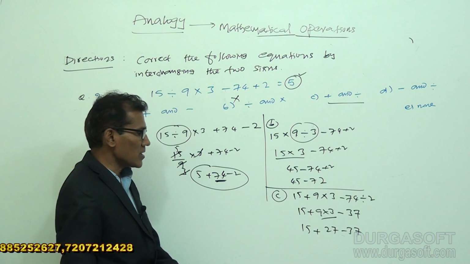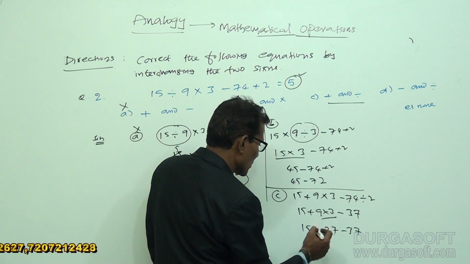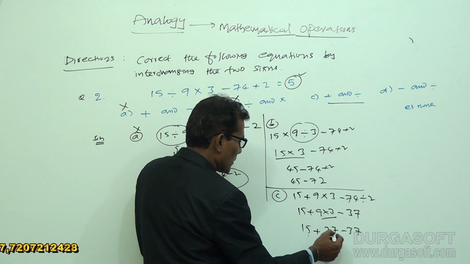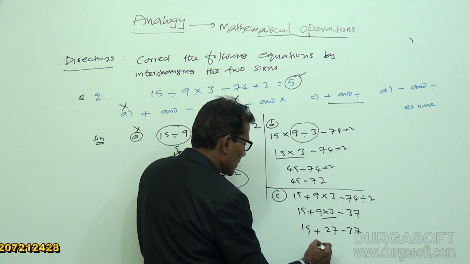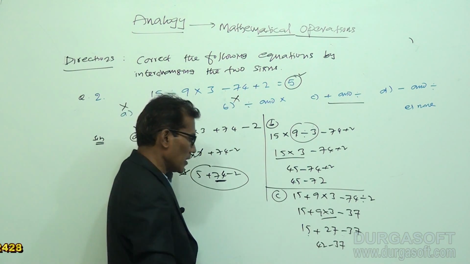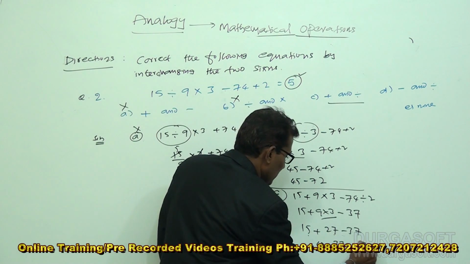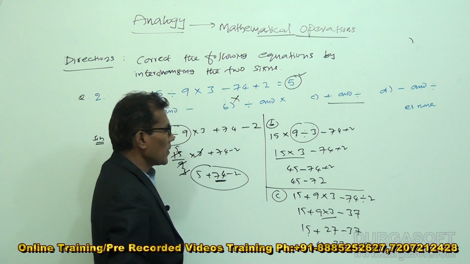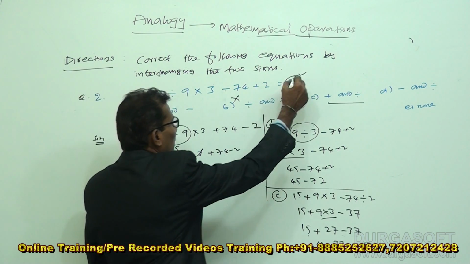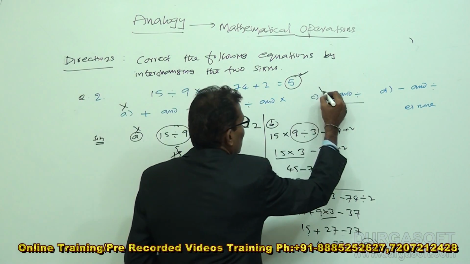And the next operation, according to the order, is addition. So 15 plus 27 is going to be 42, and 42 minus 37. What is 42 minus 37? Is it 5? So 5. What do we require actually? We require the 5. We got the result. Therefore, your option C is correct.